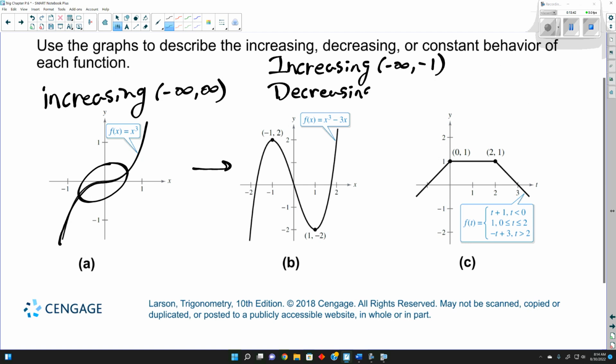And then it decreases from negative 1 to 1, because from negative 1 to 1, it's going down. But at 1, it starts increasing and goes off the map. So it's increasing from 1 to infinity. So we're just describing it along the x-axis. And yes, we're always going to use parentheses on these, because we'll always use parentheses with increasing and decreasing. At these points that we call the turning points, it's technically not increasing or decreasing because it's turning from that spot.